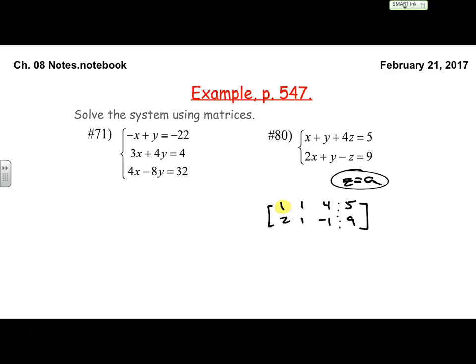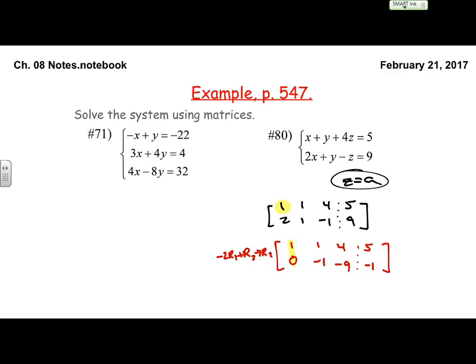Yeah. Let's do -2 row 1 plus row 2 into row 2. 1, 1, 1. Nope, too many. 4, 5. -2 plus 2, 0. -2 plus 1, -1. -8 minus 1, -9. -10 plus 9, -1. Double check. First column done. Second column.